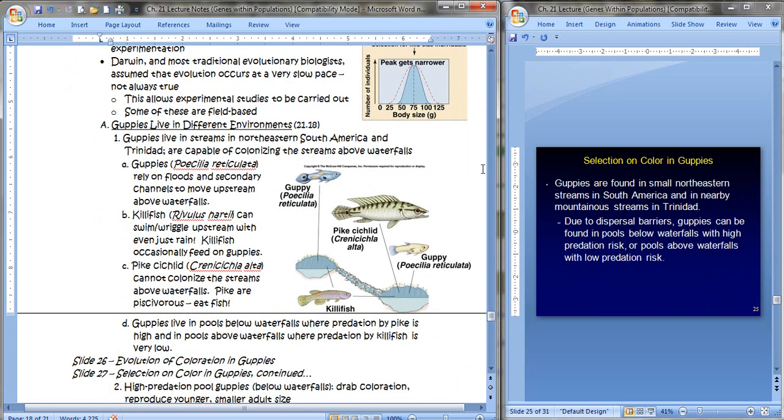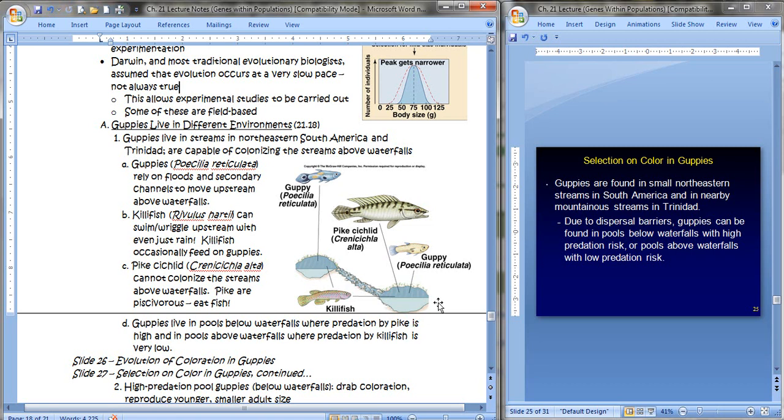Guppies live in different environments. They live in streams in northeastern South America and Trinidad, and are capable of colonizing the streams above waterfalls. They can rely on floods and other secondary channels to move upstream above waterfalls. Now they have two potential predators. There's the killifish, this guy here, which can actually wriggle and swim its way upstream, even in just the rain, and be in these upper pools with them, but they just occasionally feed on guppies.